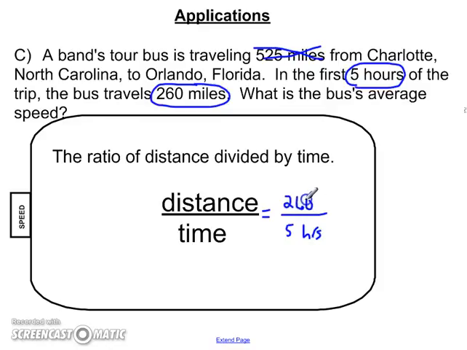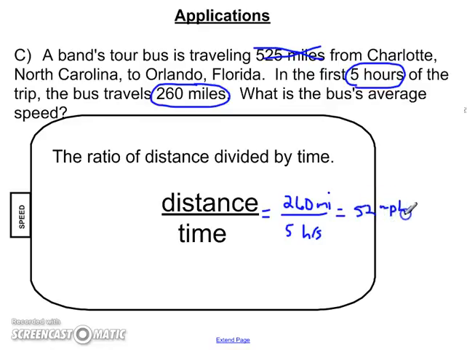260. Ignore the 525. It is not important to this problem. Okay? So my ratio, just my standard ratio, is 260 miles per 5 hours. My unit rate, I need to now take that 260, this fraction, and reduce it to lowest terms, which would be a divide by 5 in the numerator and denominator, which would end up being 52 over 1. But we don't need the over 1 part.